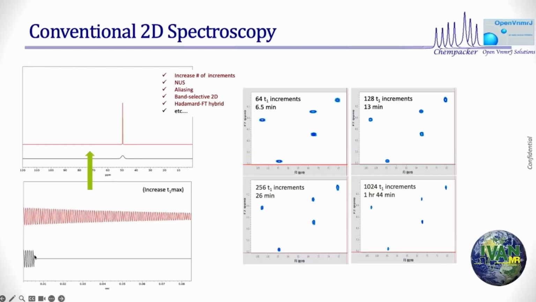So we want to go from here to here. I do that, and in the good old days, I just simply say, increase my number of increments. In the fancy days, do a non-uniform sampling, do aliasing, do Hadamard type of experiment, right? Guess what? All of them are increasing T1 max, the maximum point that you want to collect. And we think that because I increase my T1 max, my peak is narrower. No, it's not.